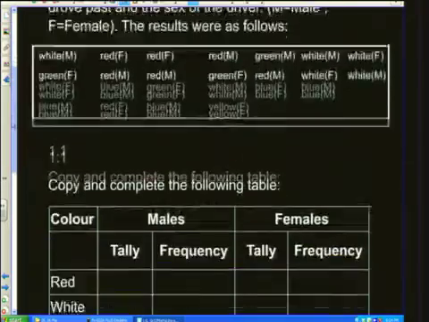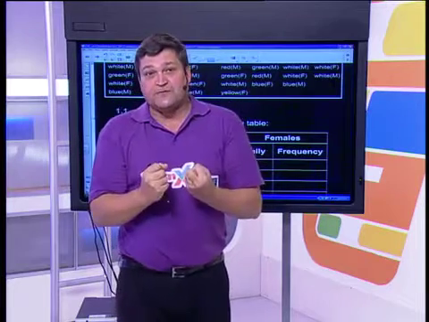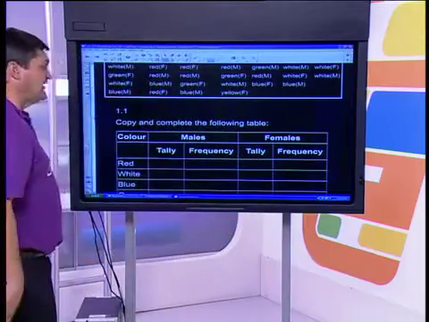Now, he counts, and this is what he sees. He just writes down the information. What we're going to do now is take this information and plot it down on a frequency table. Now, let's have a look at this frequency table.